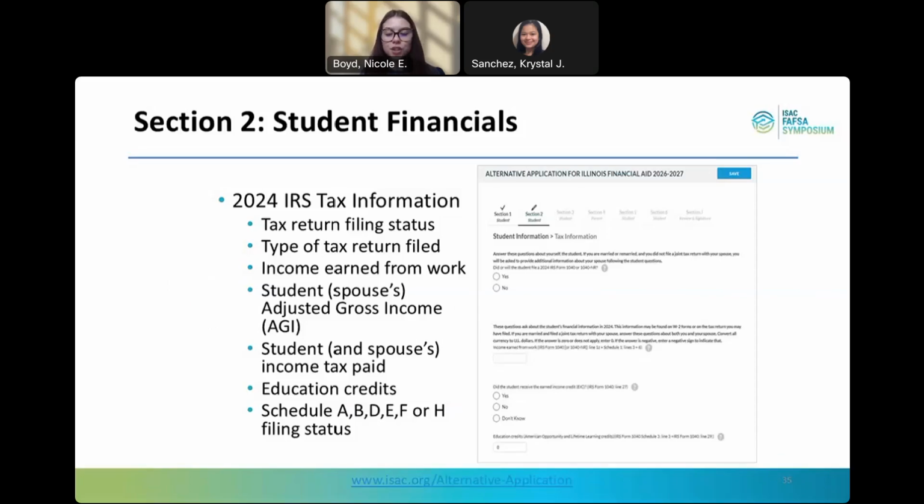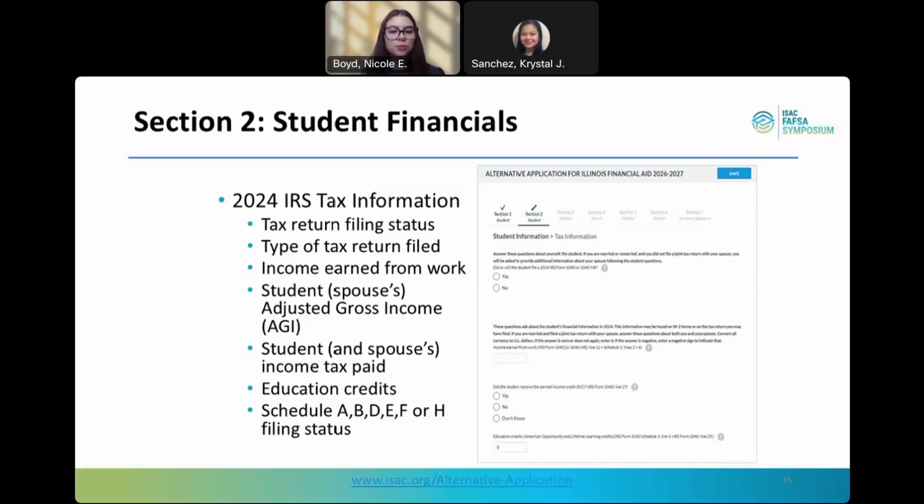Moving on to section 2 now. So this is the student financial section. It's still going to use prior tax information. So in this year, it would be 2024. They're going to use 2024 tax information. Like I said, unfortunately, we don't have the super useful direct data exchange tool here. So this will have to be input manually.